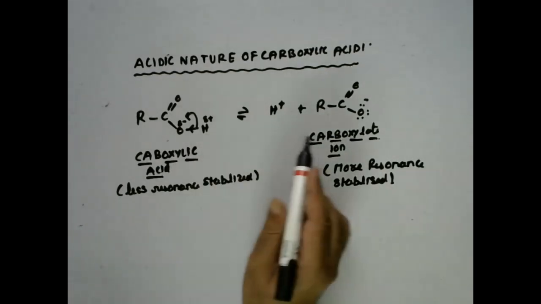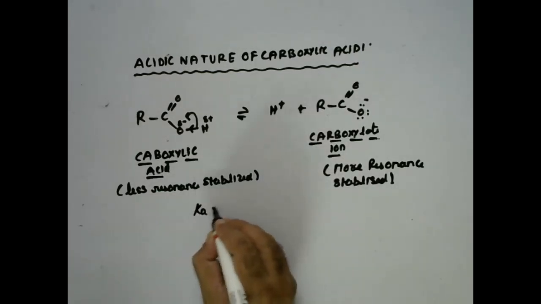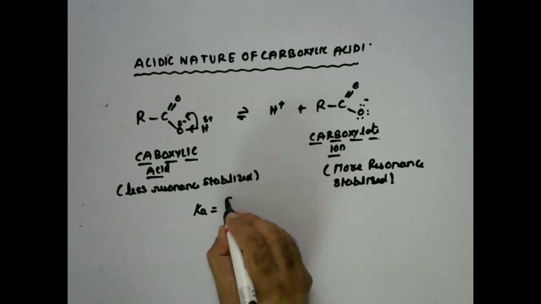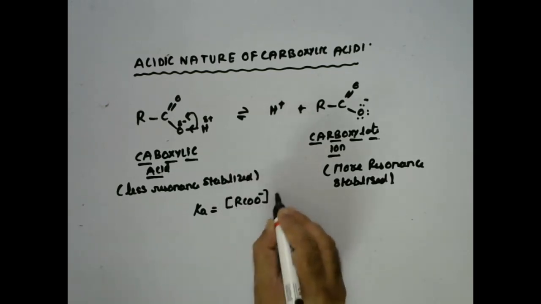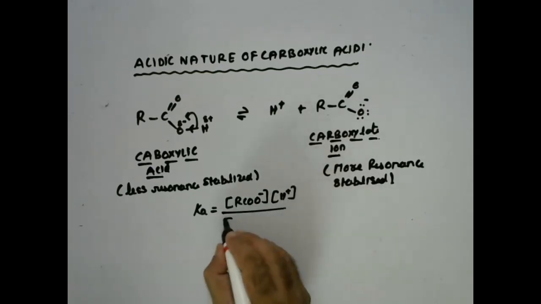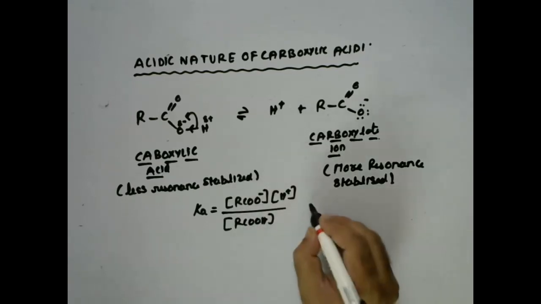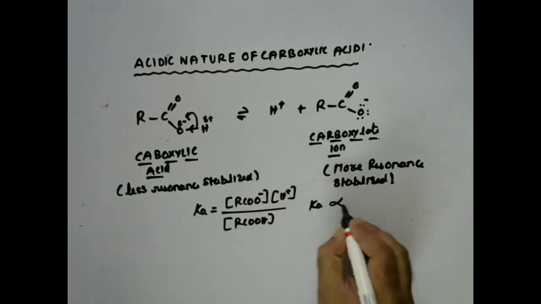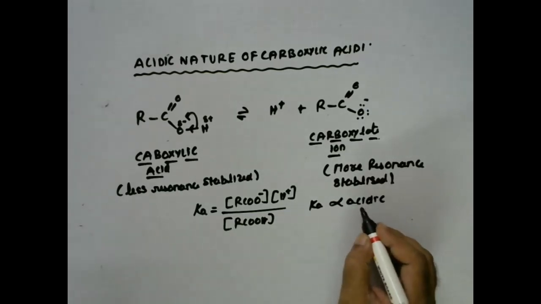Now, since this is a reversible reaction in equilibrium, we can write the equilibrium constant for the reaction. This is Ka, the dissociation or ionization constant of an acid. The equilibrium constant is the concentration of products divided by the concentration of reactants. If the value of K is more, acidic nature will be more. So if they ask you to arrange in increasing order of K, basically they ask you to arrange the compounds in increasing order of acidic nature.